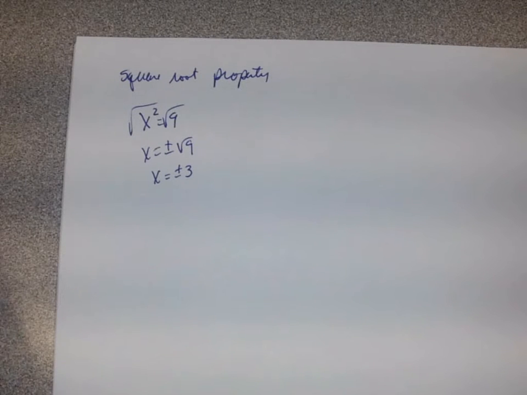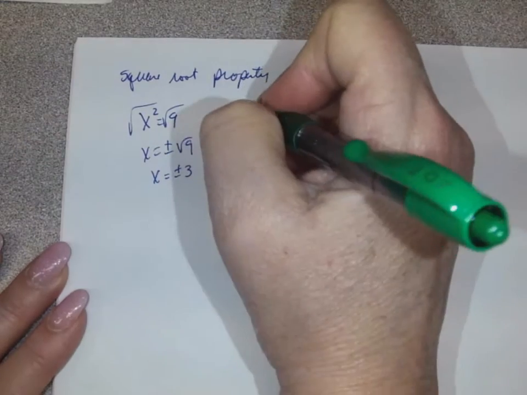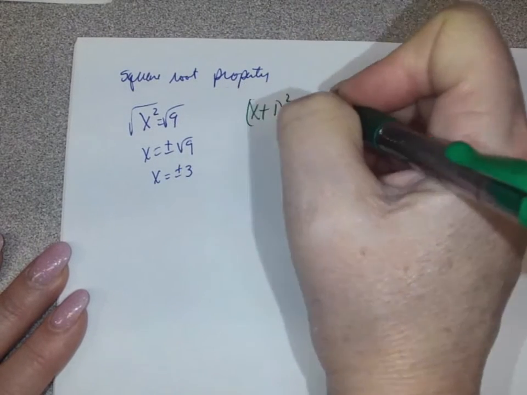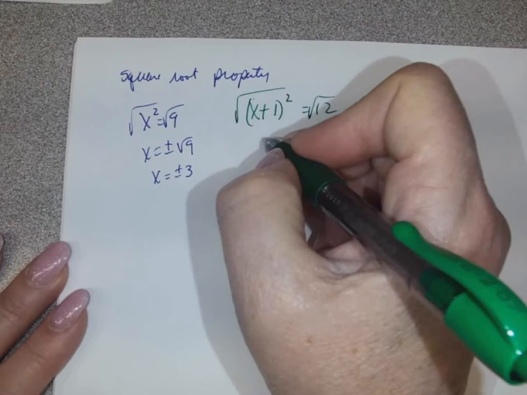So this is where we're going to be using that kind of process on both sides. All right, so if we have something like x plus 1 quantity squared equal to 12, again, I can take the square root of both sides, and I get x plus 1 equals plus or minus that square root of 12.